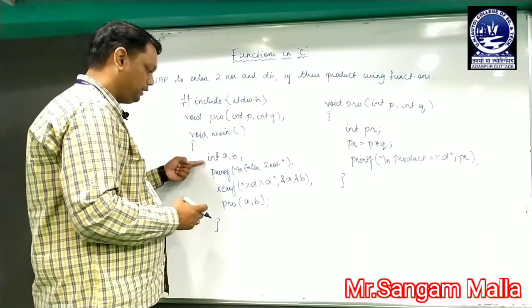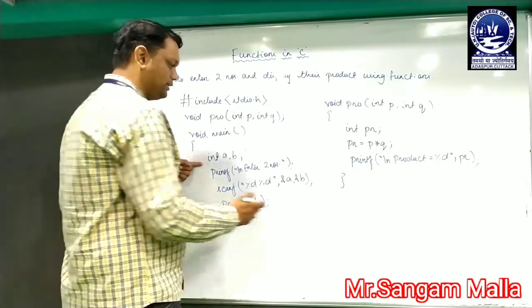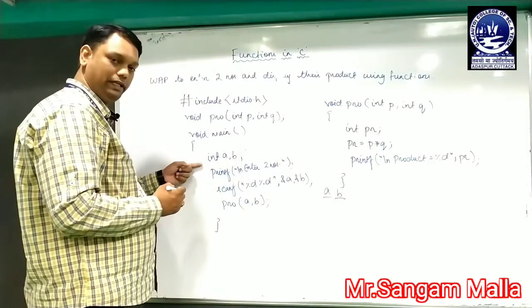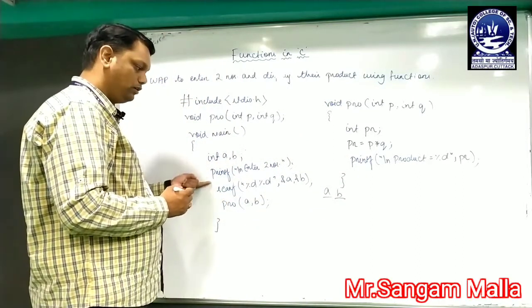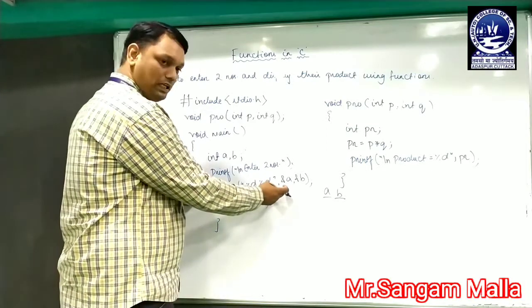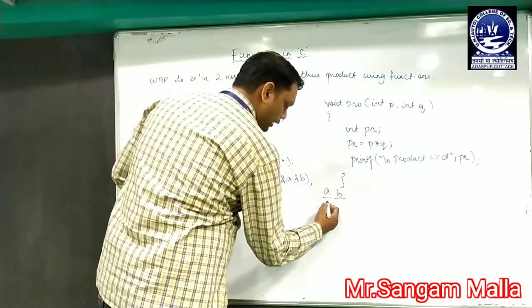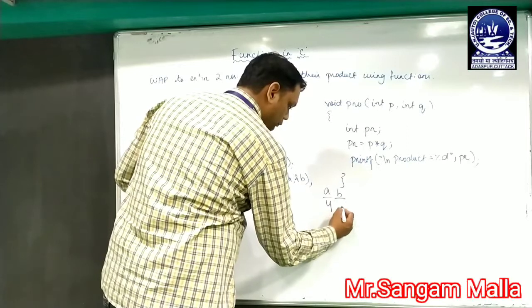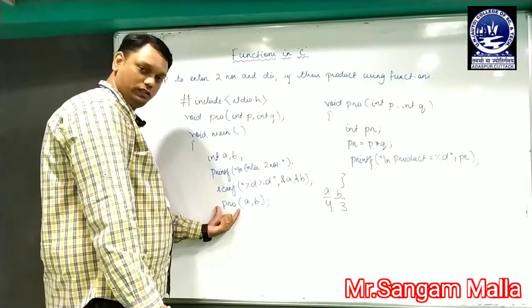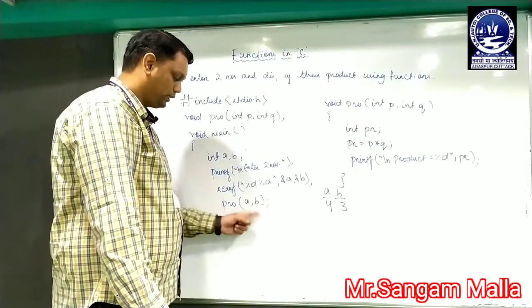So I have taken int a and b. So let's say we have declared two variables, that is a and b. So we have to enter two numbers, the message has been given over here and it will be accepted by the scanf function. Let's say a has value 4 and b has value 3. So here we are calling the pro function and we are passing two values, that is a and b.